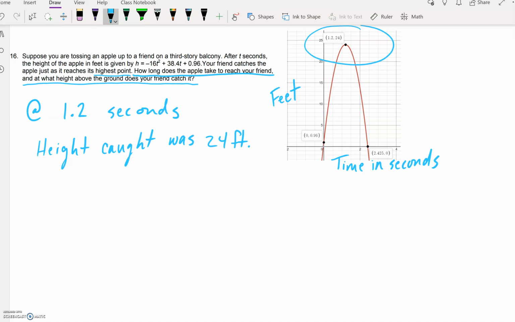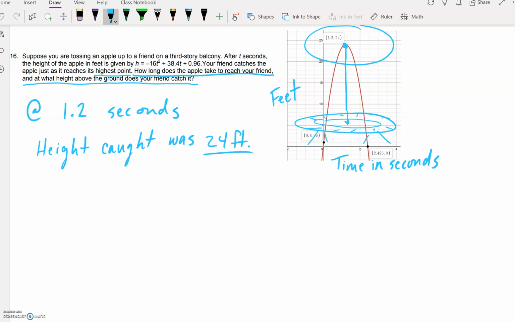I am not quite sure what situation happened so that this friend could catch an apple 24 feet in the air. I'm thinking the only way that is going to happen is if this friend is, I don't know, bouncing on a trampoline. Let's say that. I think there must have been a trampoline involved for him to be catching that apple 24 feet in the air. That's pretty high.